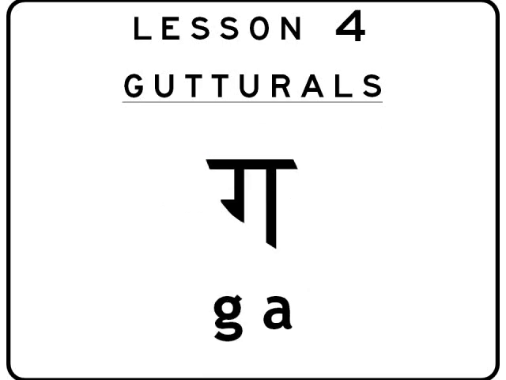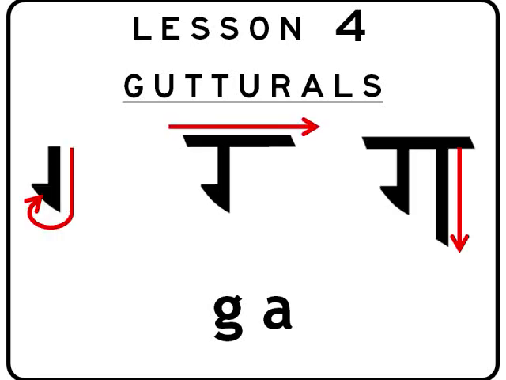So the next letter is the letter ga. To write the letter ga, you're going to start off with a vertical line, and it's going to go down and loop into itself. Then you're going to draw a horizontal line connecting the top part of the vertical portion of the letter that you just drew. And then to the right of the first vertical line that you drew with the loop, you're going to draw a vertical stick. And that is how you write the letter ga.